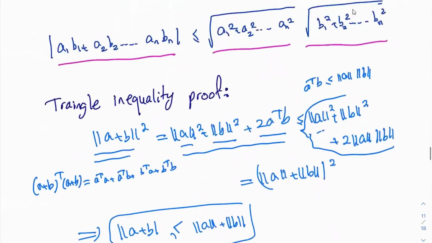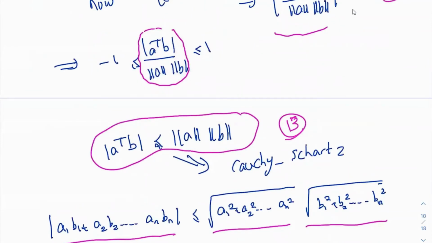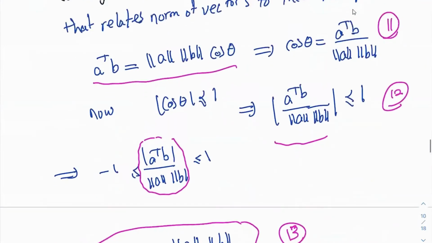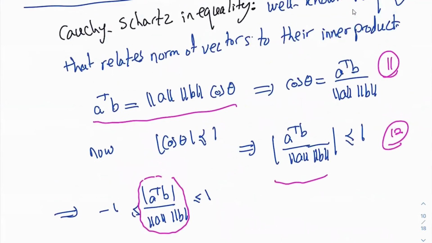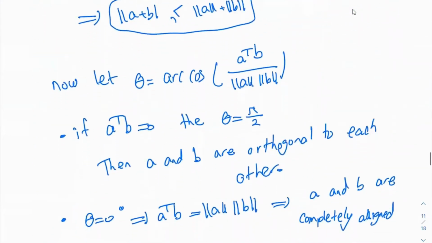Now that we look at the triangular inequality proof in terms of Cauchy-Schwarz, let's go back to this idea of an angle. This cosine of theta is equal to A transpose B over norm of A and norm of B. If you want to find the theta, all you do is just take a cosine inverse or arc cosine. So theta is equal to arc cosine of A transpose B divided by norm of A times norm of B. Okay, let's look at this. Let's evaluate this expression a little bit.